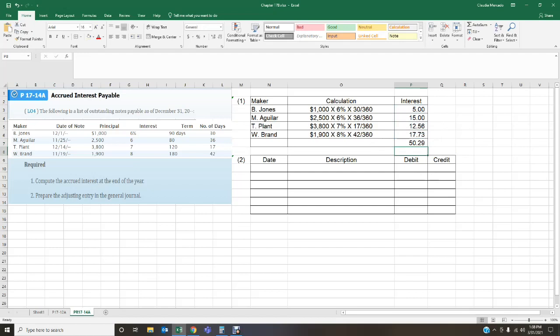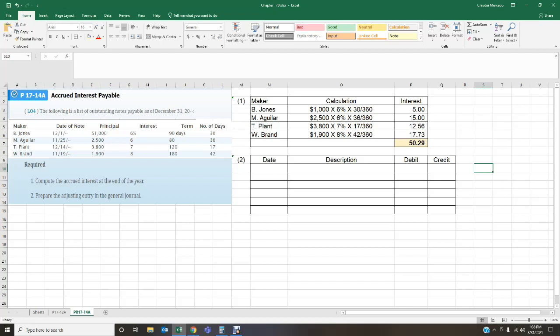Once we're done calculating those, we add them together. And that gives me $50.29 of interest that we owe. This is interest that we owe to the different individuals. Now, we're not making our payments yet. I just need to put this money aside in the correct period so we can determine how much interest was incurred that specific year.